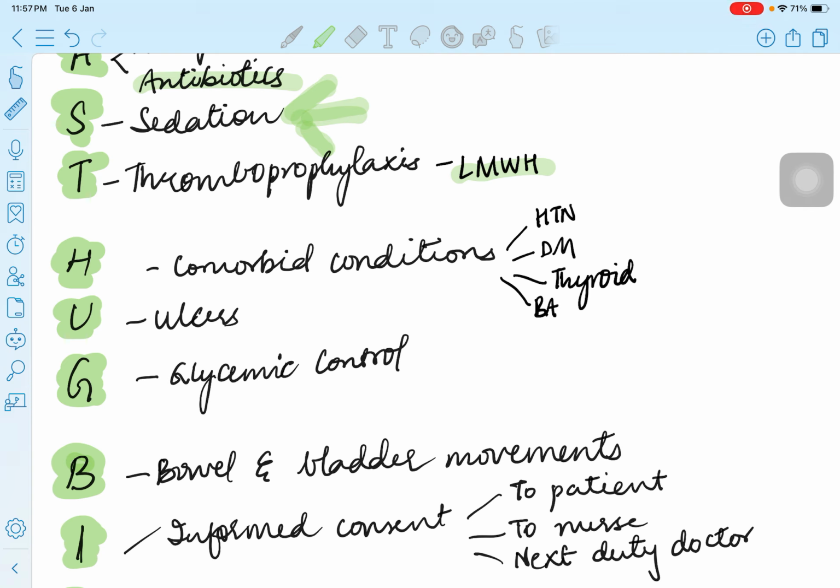And H, we have other comorbid conditions like hypertension, diabetes mellitus, thyroid disease, bronchial asthma. They are the main comorbid conditions seen in the Indian population. There are many others as well.